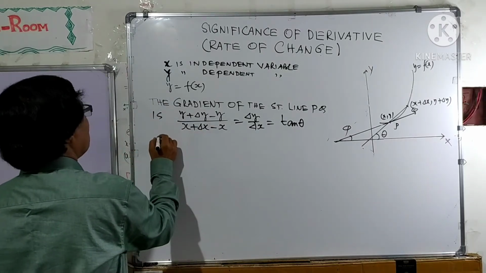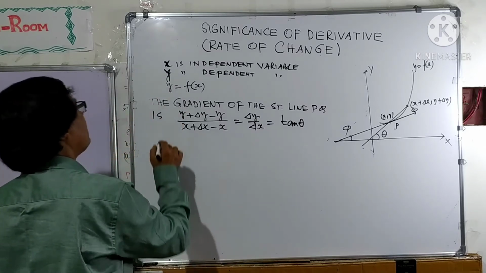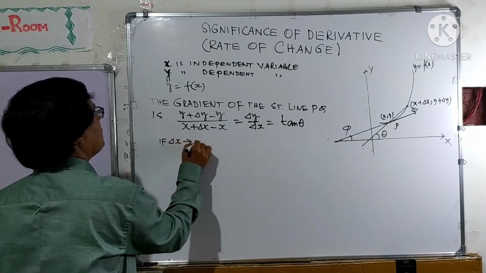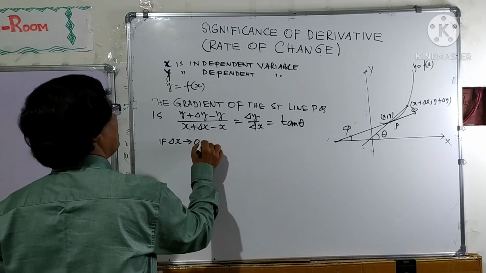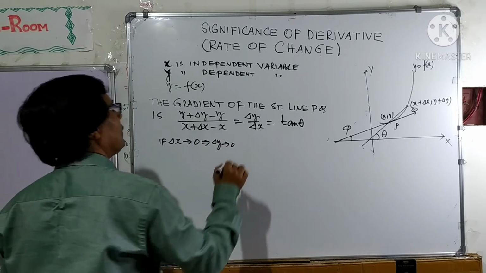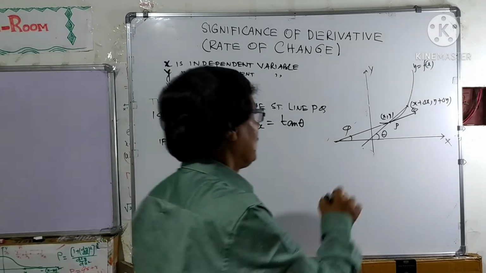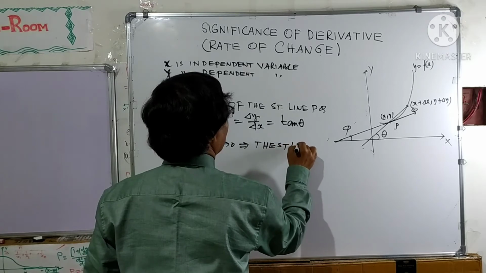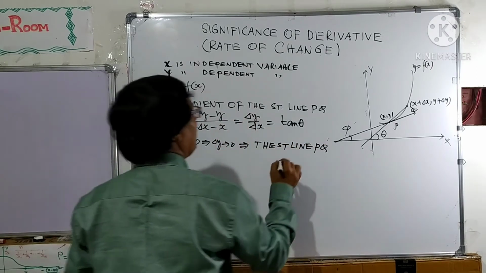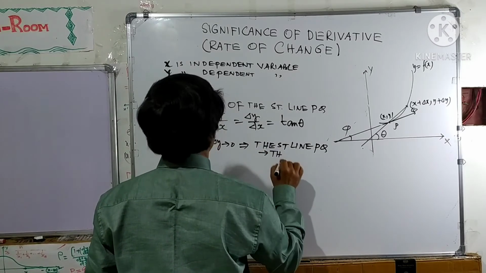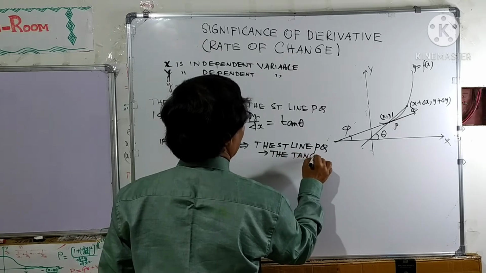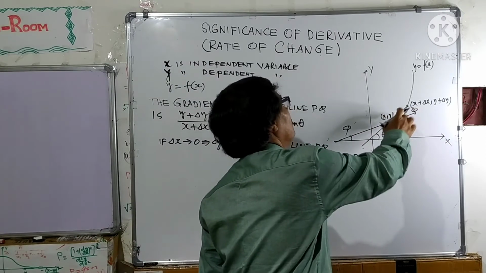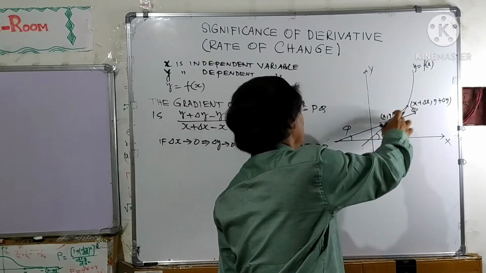Now, if we make del x tend to 0, that is, if del x approaches 0, this also implies del y tends to 0, and this also implies the straight line PQ tends to the tangent at P. If del x tends to 0, then Q also approaches P.